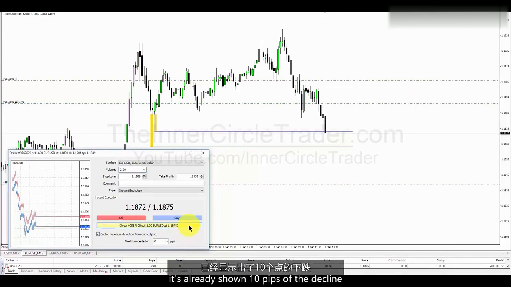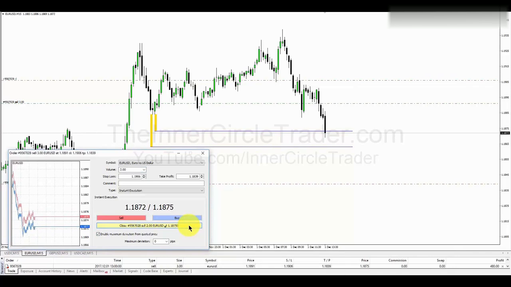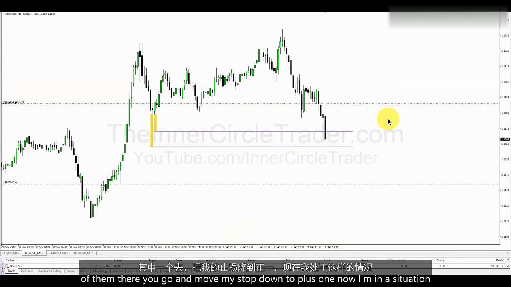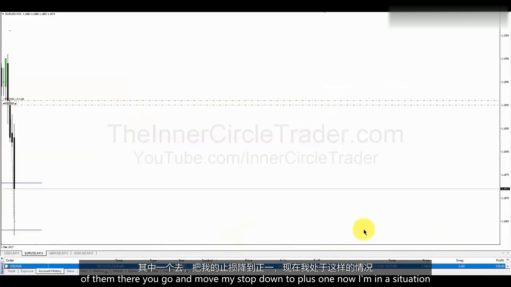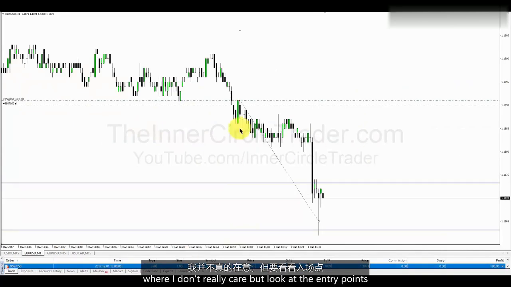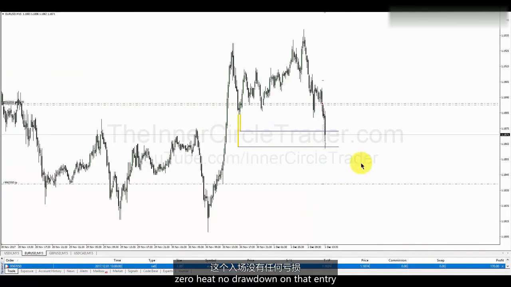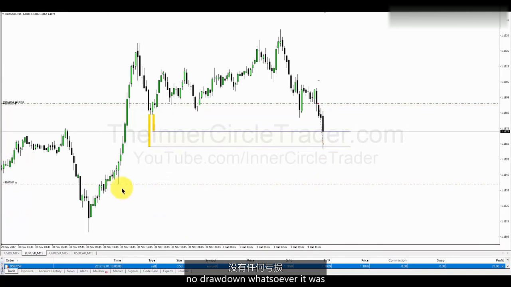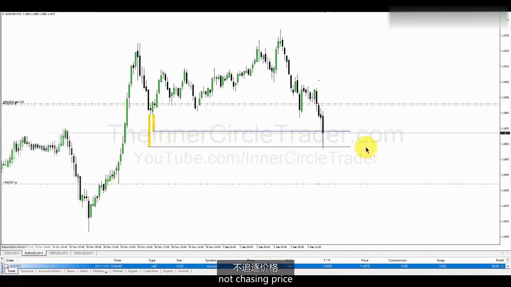Okay, it's already shown 10 pips of a decline, and as soon as it hits that lower level line, I'm going to collapse 2 of them. There you go, and move my stop down to +1. Now I'm in a situation where I don't really care, but look at the entry points. 0 heat, no drawdown on that entry, no drawdown whatsoever. It was not chasing price.